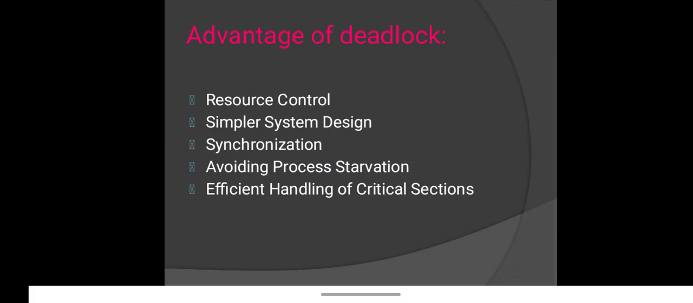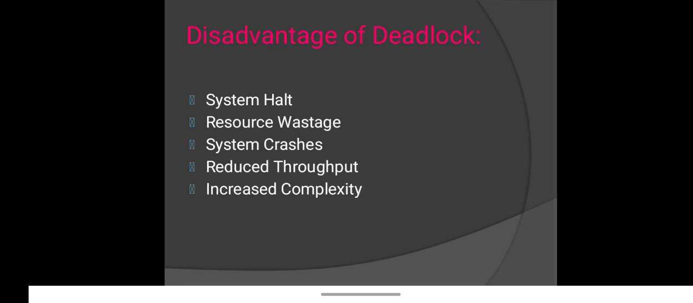And next one, there are some advantages and disadvantages. First one is advantages: resource control, simpler system design and synchronization, avoiding process starvation, and efficient handling of the critical section. And another one is disadvantages. Disadvantages are system halt, resource wastage, system crashes, and increased complexity.